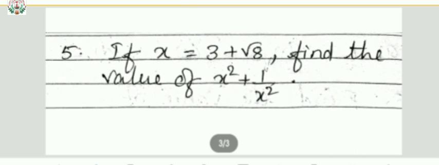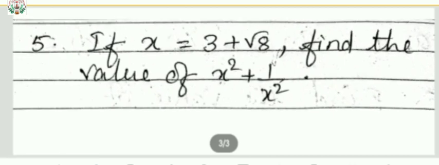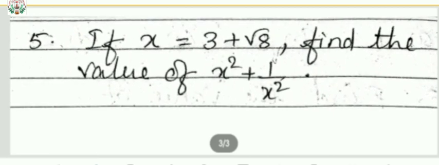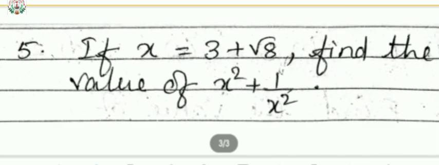If x equals 3 plus root 8, find the value of x square plus 1 upon x square. If x equals 3 plus root 8, 1 upon x will be 1 upon (3 plus root 8). So on rationalizing we will get what? (3 minus root 8) upon 3 square minus root 8 whole square. The numerator will use the a plus b whole square formula.